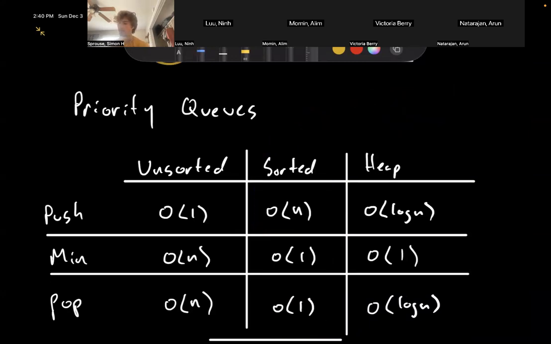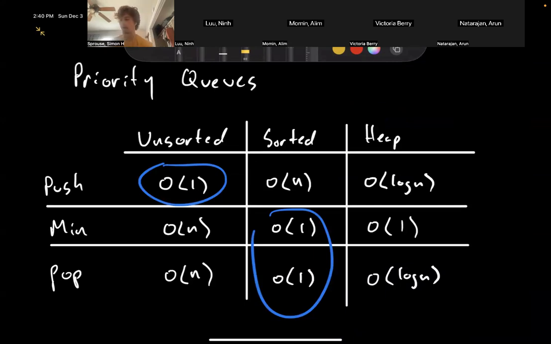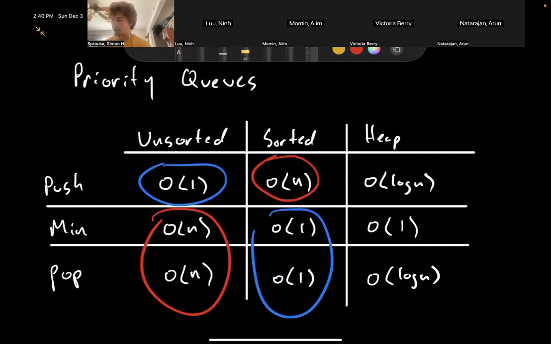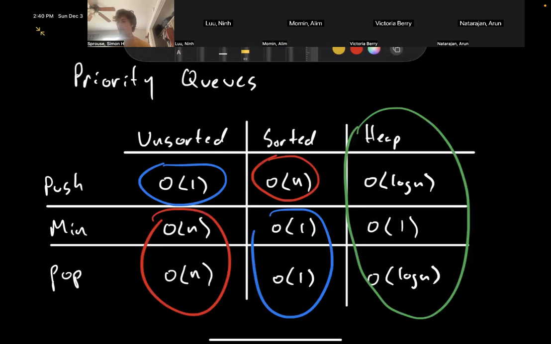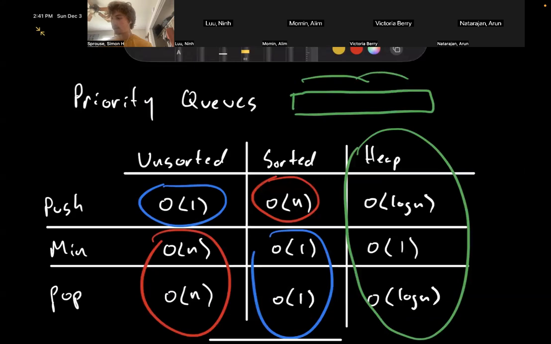And the unsorted priority queue excels at push, and sorted excels at finding the minimum and popping the minimum. But that comes at the expense of having an ineffective push and an ineffective pop, right? And so the heap data structure takes the best of both worlds, and makes a compromise on both. So again, the heap is itself an array, but instead of having everything in perfectly sorted order, you have everything in heap sorted order, right?